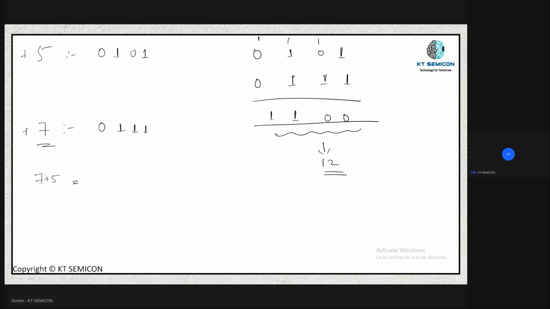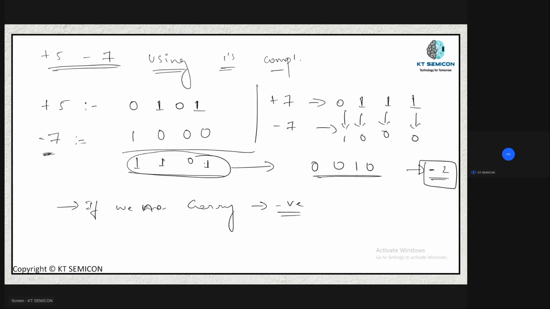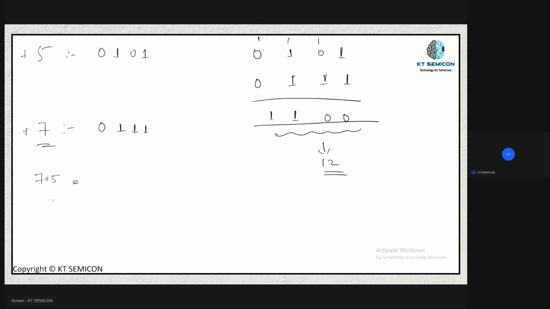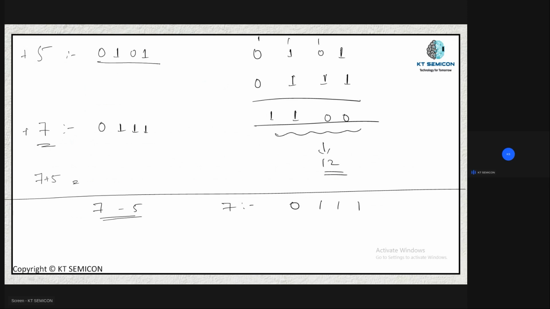Now, let us see one more example and try to understand. Let's say I am going to have 7 minus 5. I need to perform 7 minus 5. Now, for representing my 7, I am going to simply write down 0111, and 5 is nothing but 0101. Now, one's complement of this 5 is nothing but 1010.